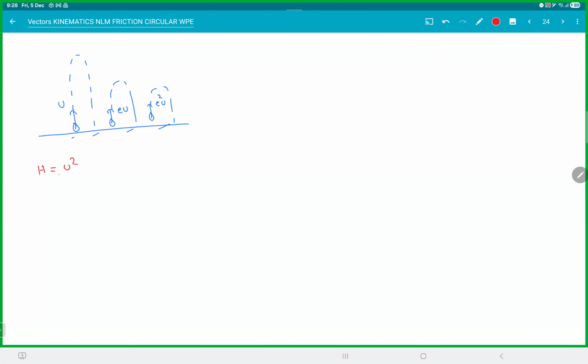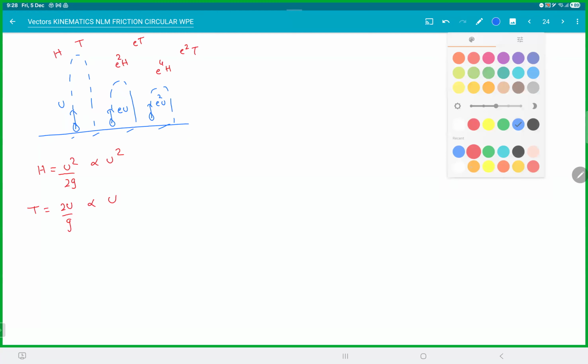H max will be U square by 2g. So this is proportional to U square. Time of flight will be 2U by g. So this is proportional to U. So if this is H max, this will be e square H. This will be e power 4 H and so on. This is time. This is eT and this is e square T and so on.